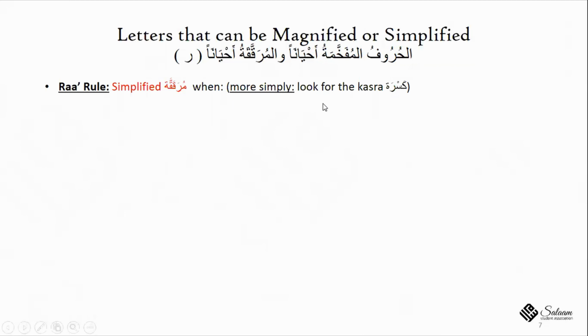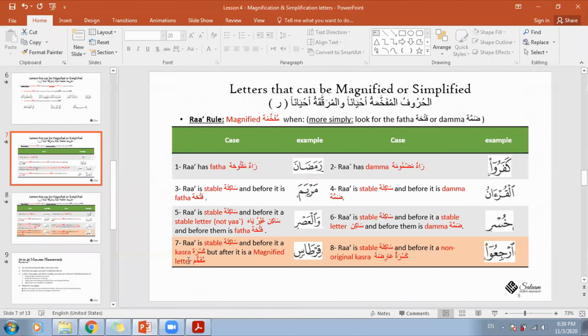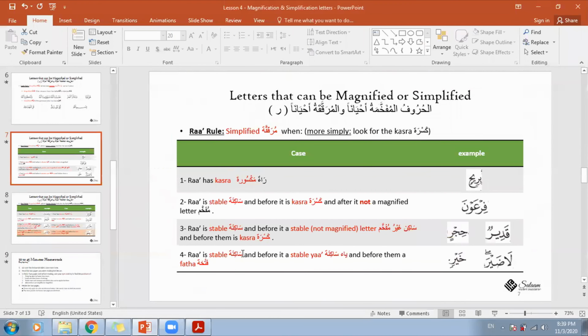Al-Quran. Here, ra is stable, before it is stable but not ya, and before that is fatha. If you remember from the last slide, if the ra is stable and before it is ya, stable, and before that is fatha, it will be muraqqaqa. But here, this is the opposite. Ra is stable, before it is stable but not ya, and before it is fatha, you will say it mufakhama. Wal asr.